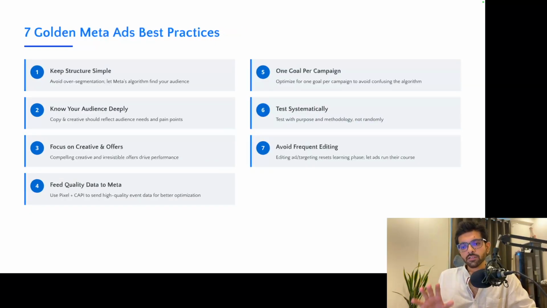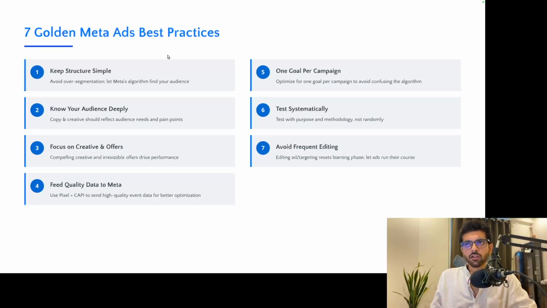So that brings us to 7 golden rules of Meta ads. These are the best practices. If you do these things, 80% of your results are actually sorted, right? You don't need any other fancy thing to beat 80% of the people who are running Meta ads.